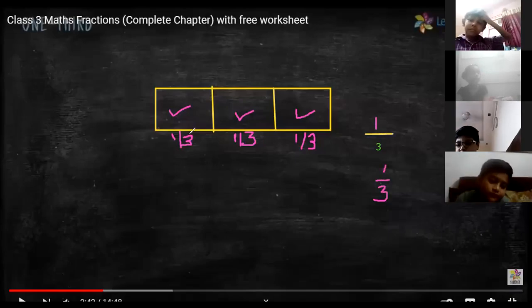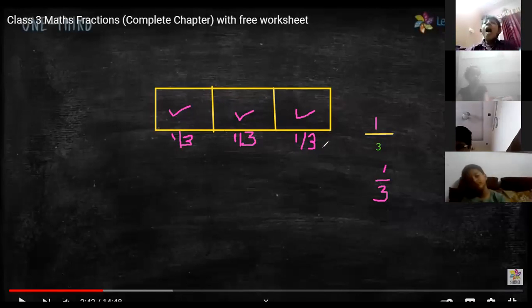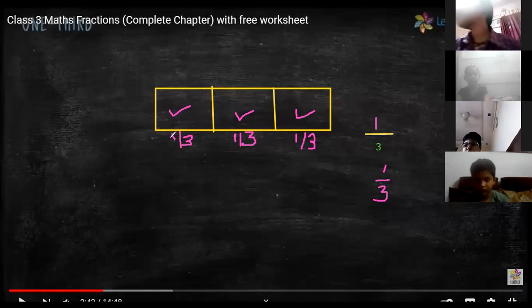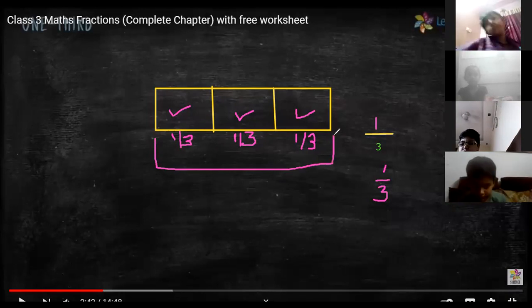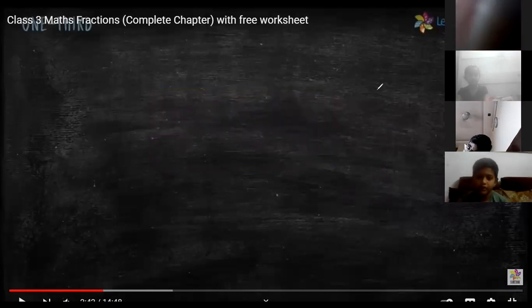So beta, suppose the first part is 1/3, second part is 1/3, and the third part is 1/3. So to make a whole, how many parts we are going to get together? Ma'am, we need 3. Exactly. All these 3 1/3 we are having to make a whole. Yes or no? Yes, ma'am. Okay, beta. So now we are going to continue with our video.